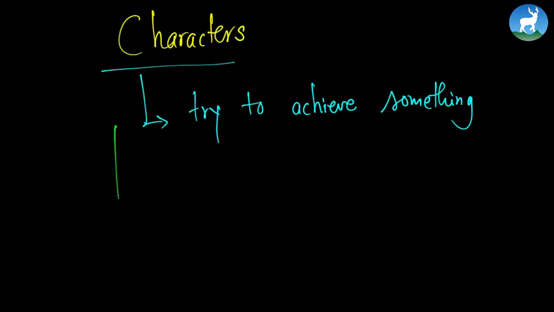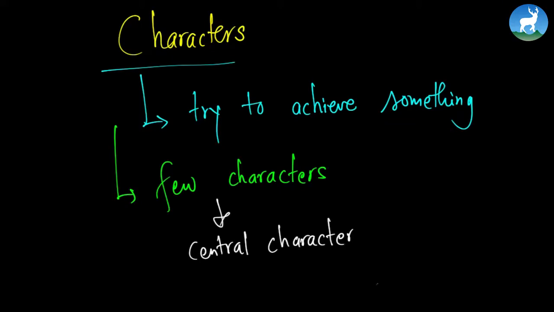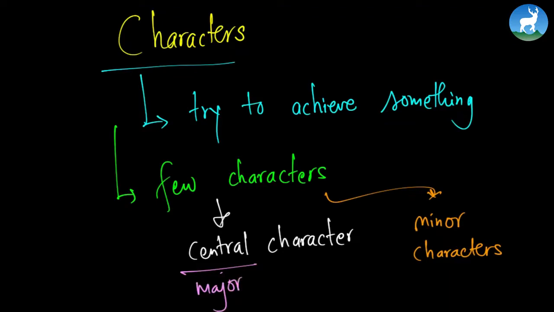Apart from that, short stories have a few characters, because this is not a novel, and we are not going to write about the history of a family or something like that. So short stories use few characters, and one character is clearly the central character. This central character is clearly central to the story, with all major events having some importance to the character. And we have other characters called minor characters. In other words, there are major characters and minor characters. We can define characters like that.